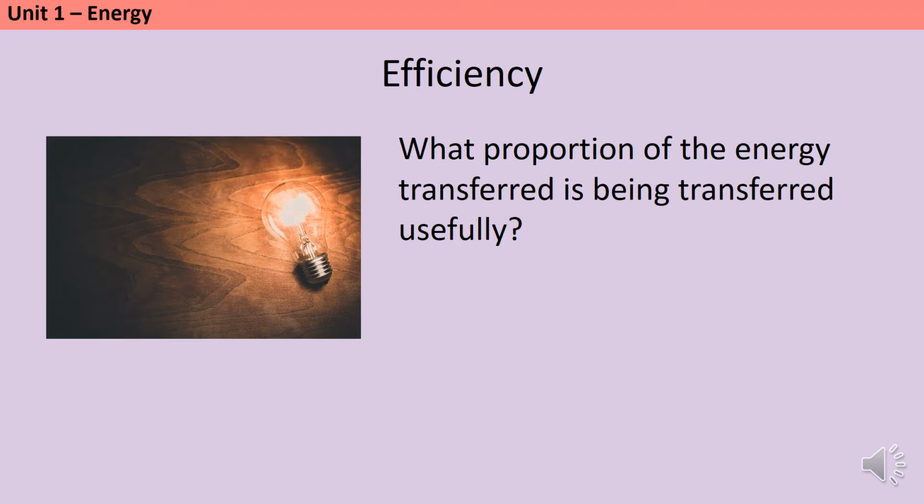Whereas if we flip it round and we say that you're only doing 20 joules of useful learning but you're using 80 joules for having a chat, that's not very efficient. We can express efficiency either as a percentage or as a decimal.